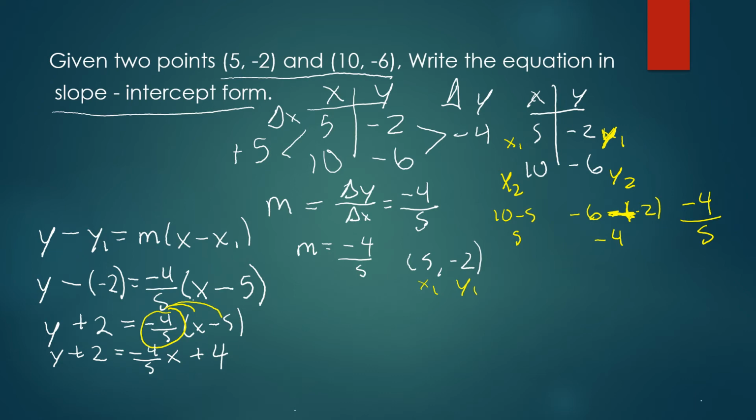At this point, I'm going to use the additive inverse. So right here, the additive inverse of adding 2 is to subtract 2. So I'm subtracting 2 off of both sides. So I end up with y, this gives me a 0 pair. It's equal to negative 4 over 5x plus 2.